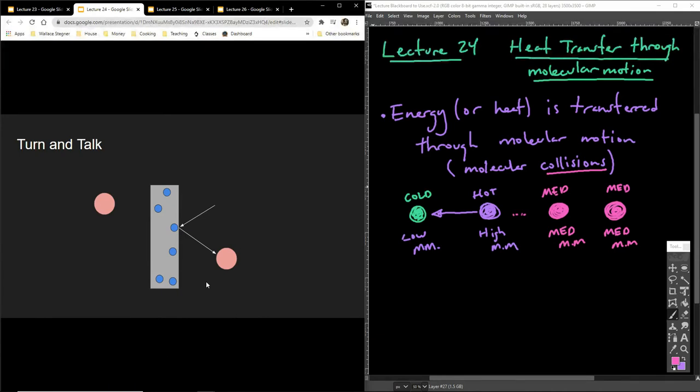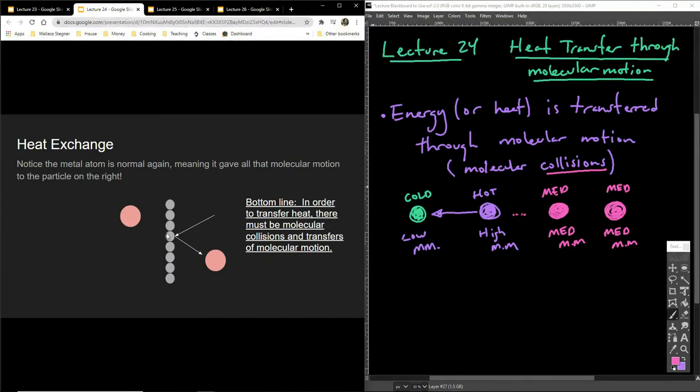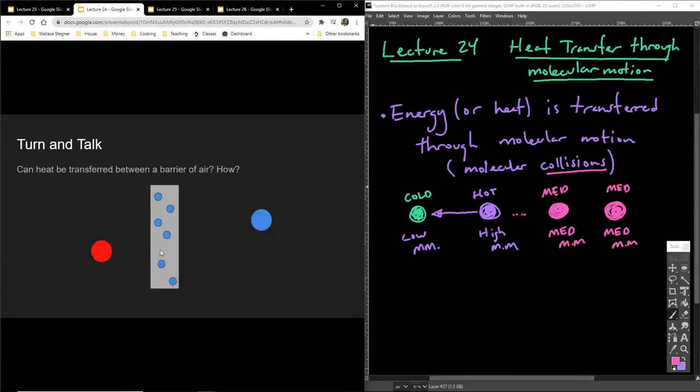So yes, we can definitely have a transfer of molecular motion through a barrier of air. It's actually just not as good. We're going to learn about insulators and conductors. Metals are very good conductors because the metals are sitting in place. You don't have to wait for an air molecule to come to one side of the wall and then go to the other side like this. If you take a look at this, we have to make sure that one of these air molecules comes over, gets contacted, and then travels to the other side in order to transfer the energy. So air can conduct heat, but it's not very good at it.